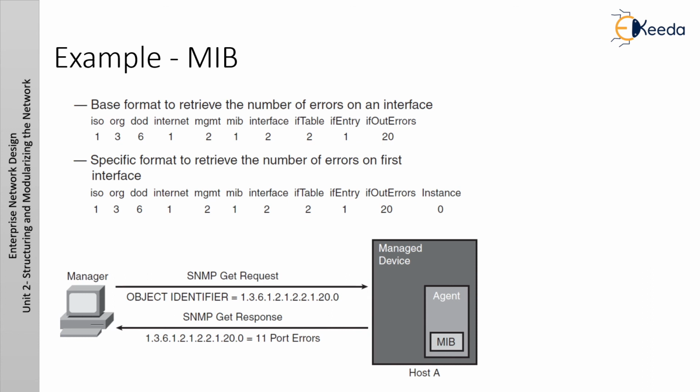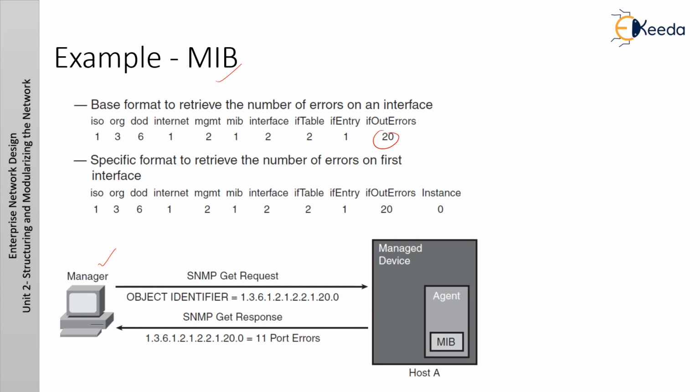Now come to examples of MIB. So this is the manager's SNMP get request and the object identifier is 1.3.6.1.2.1.2.2.1.20 etc. So what is the meaning of that? How does the manager understand it? The base format to retrieve the number of errors on interfaces is ISO, org, DoD, internet, mgmt, MIB, interface, ifTable, ifEntry, ifOutErrors. ifOutErrors is the number 20.